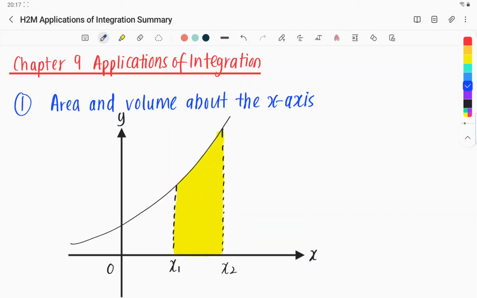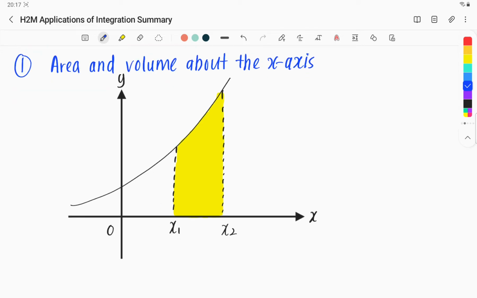Hi guys, so today I'll be running through with you a summary on applications of integration. Today, I'll be summarizing the area and volume about the x-axis and the y-axis. There are some concepts here which you have previously learned in secondary school, but I'll reiterate them along with new concepts that you will be recapping today.